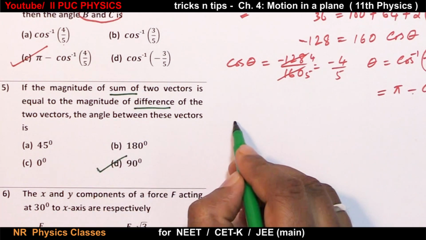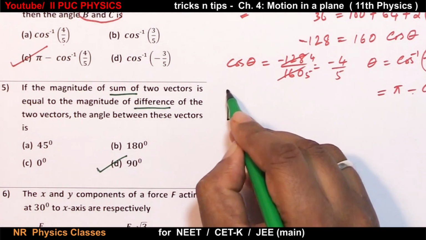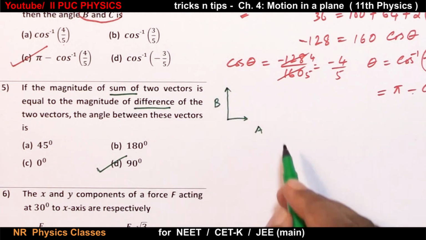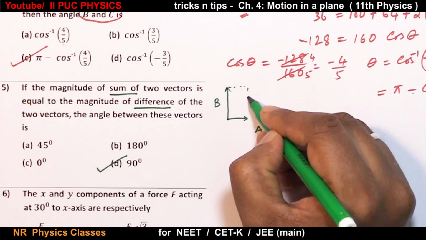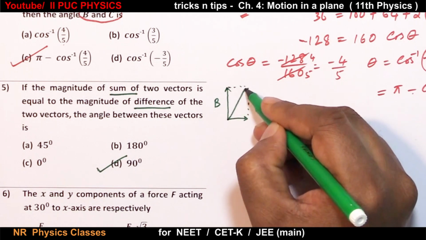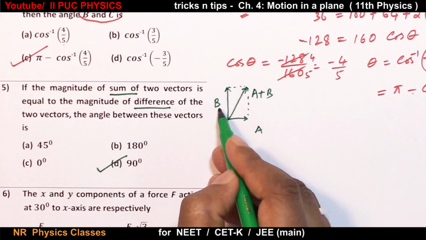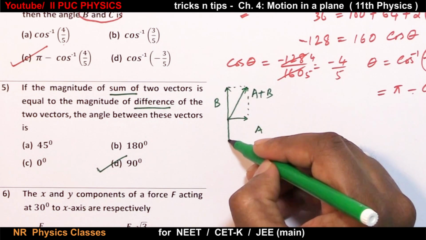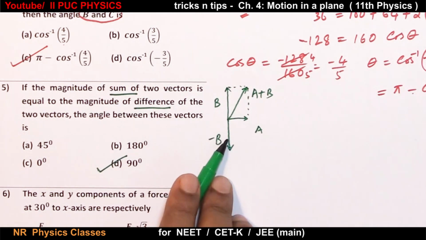Meaning of the question: if this is A and this is B, two different magnitudes, complete the parallelogram and draw the diagonal. So this diagonal is A plus B. If this is B, then this is minus B, isn't it? Equal and opposite.